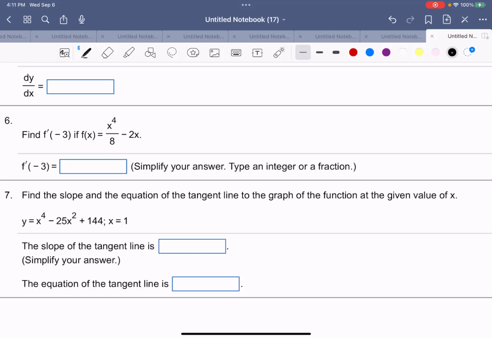Example number 6. Find f prime of -3 if f of x equals x to the 4th divided by 8 minus 2x. So before we find f prime of -3, we need to find f prime. So f prime of x will be 4x to the 3rd over 8 minus 2, which we can reduce down to x to the 3rd over 2 minus 2.